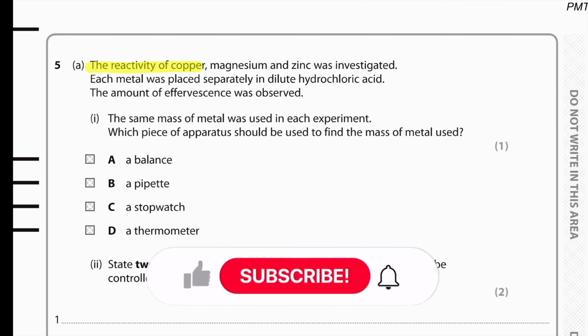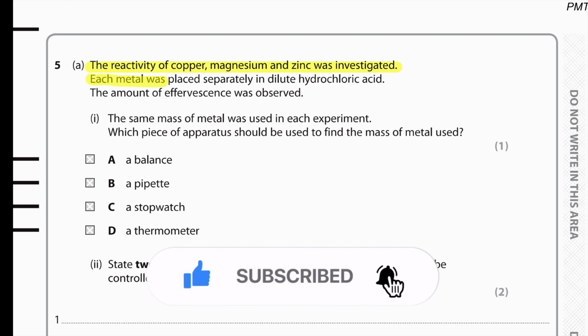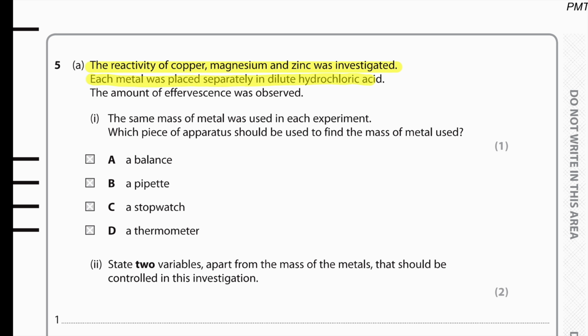The reactivity of copper, magnesium, and zinc was investigated. Each metal was placed separately in dilute hydrochloric acid. The amount of effervescence was observed. The same mass of metal was used in each experiment. Which piece of apparatus would be used to find the mass of metal used?